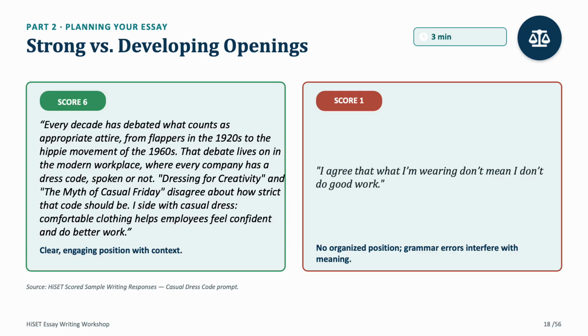Now let's look at two actual examples from the casual dress code materials. The first is a much stronger opening. Notice it attracts our attention. Every decade has debated what counts as appropriate attire, from flappers in the 1920s to the hippie movement of the 1960s. It not only gets our attention, but it introduces what the topic is. The general topic is appropriate attire.